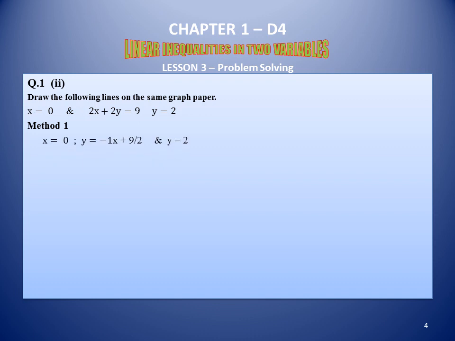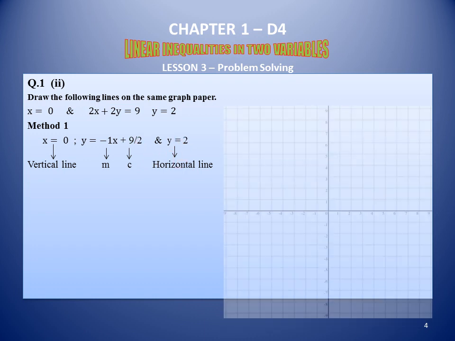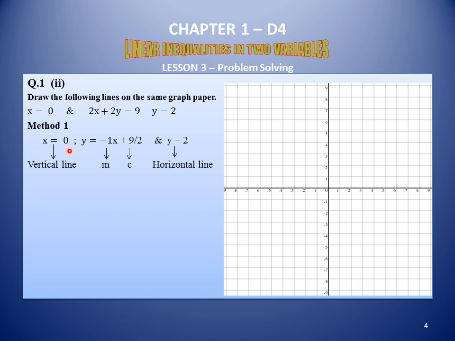In method 1, for this equation, what is minus 1, what is 9 by 2, and what type of equation is this? Because this equation has only x, it is a vertical line. Minus 1 is the gradient of this second line, 9 by 2 is the y-intercept, and this line is a horizontal line. Now let's plot these lines on the graph as well. Because the first line is vertical passing through 0, draw this line. In the second line, c is 9 by 2. So at 9 by 2, which means 4.5, first place a dot at this point.